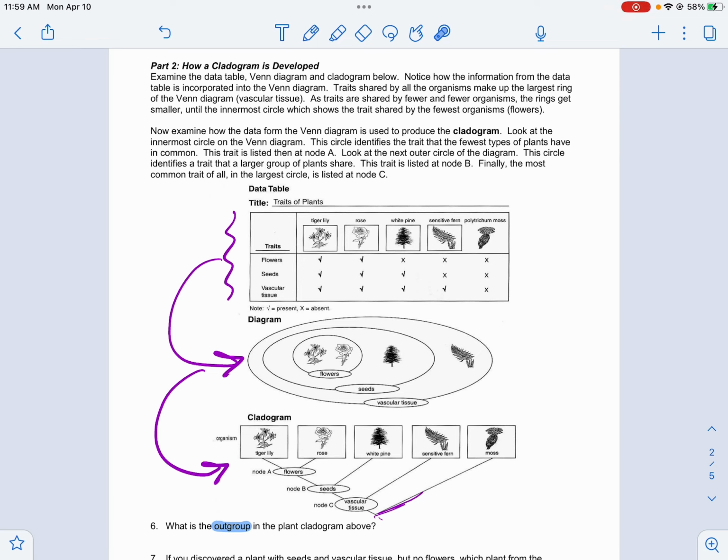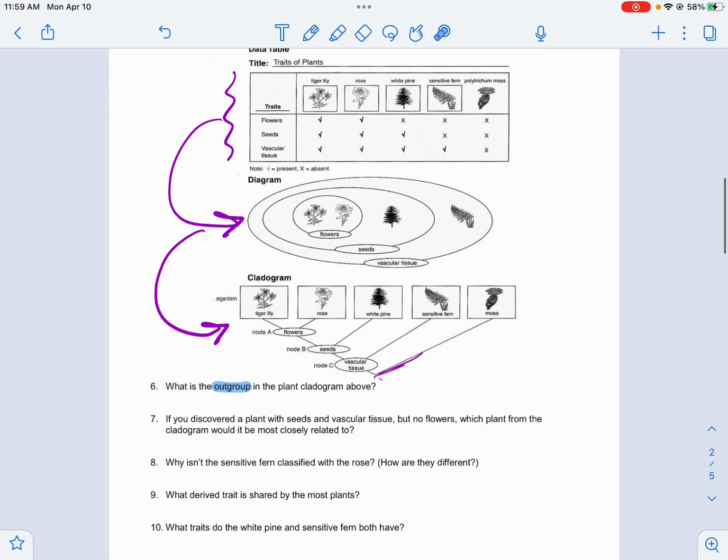Now examine how the data from the Venn diagram is used to make the cladogram. All right. So essentially, they've done an extra step here with this Venn diagram. You aren't going to need to make a Venn diagram. What you really need to know is how to read this cladogram, okay? It was very similar to what we did on the first page.